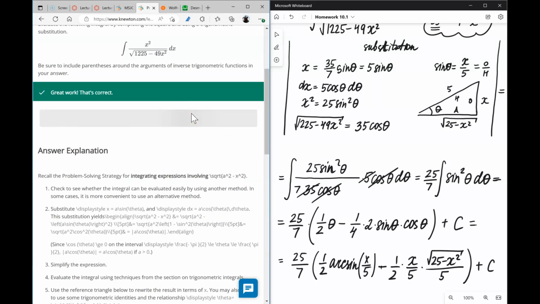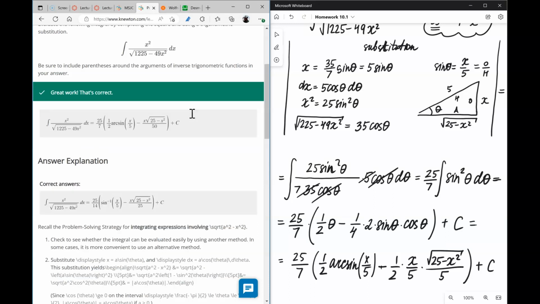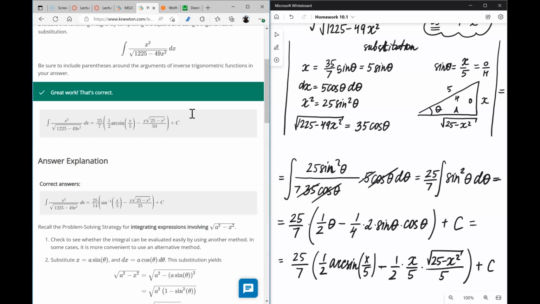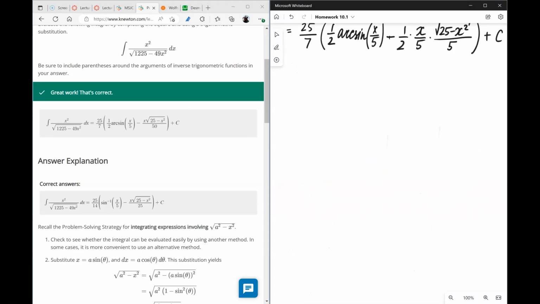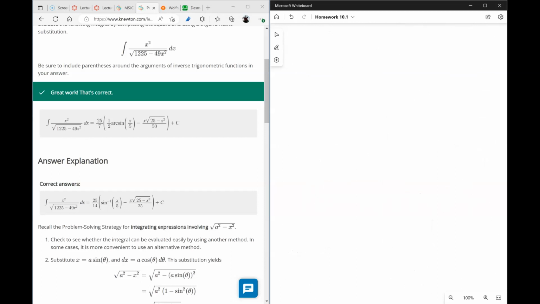So again, remember, for indefinite integrals, you most likely will need the reference triangle. For definite integrals, you will need to change the limits of integration, so most likely you will not need the reference triangle. Okay.